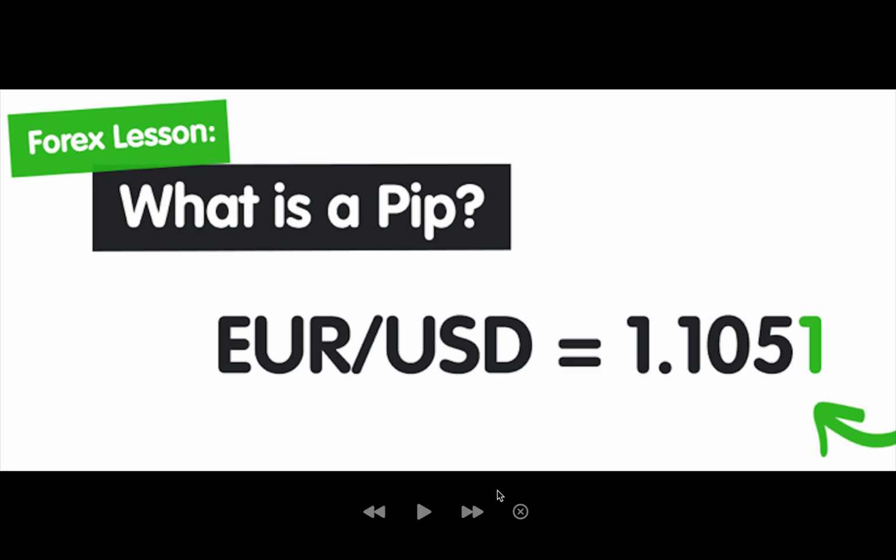I'm a forex trader. So today we'll be talking about pips and pipettes in the forex market. What do they mean? What do they apply to in our forex market?